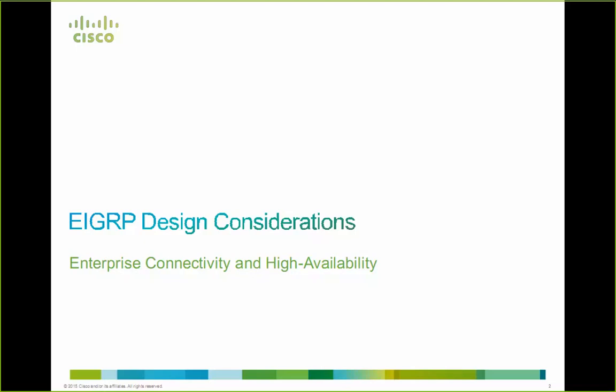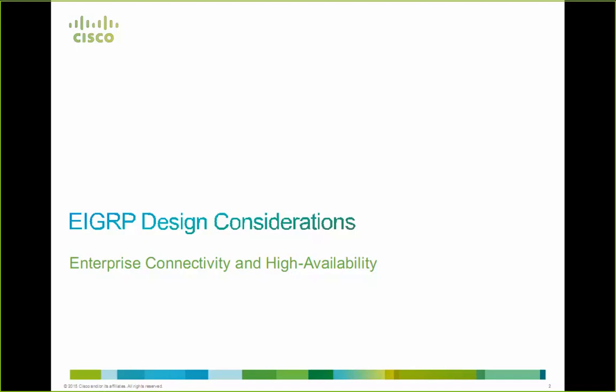In CCNP, you learn the fundamentals, right? What is the algorithm? How does the algorithm work? What is a successor? What is a feasible successor? What is a feasibility condition? What is a reported distance, etc.? But obviously, we don't really talk in as much detail about the design elements of EIGRP. We know what a query is. We know what stub routing features are in EIGRP and so on. But we don't necessarily know all these other design components that we'll talk about. And I think you'll get a lot out of that when we talk about that in this class.